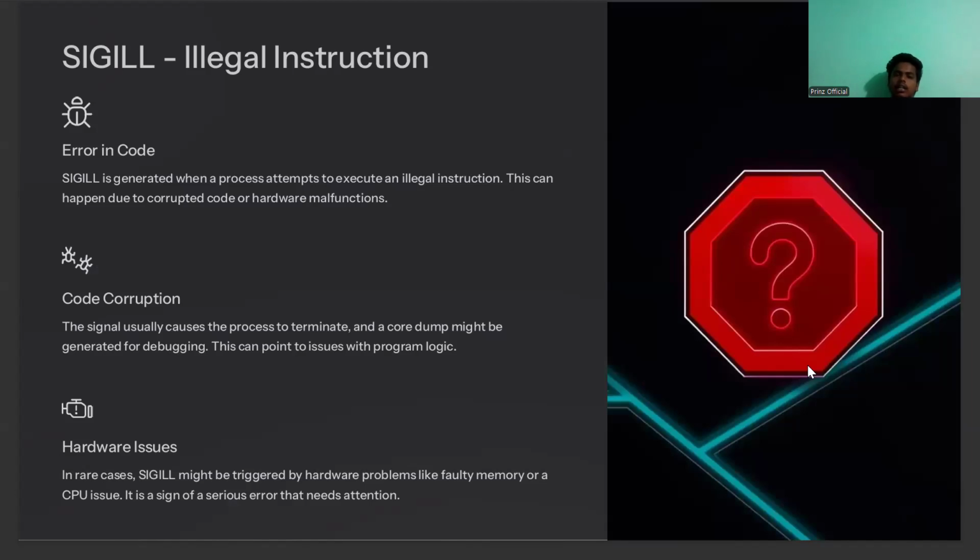SIGILL, illegal instruction. Error in code. SIGILL is generated when a process attempts to execute an illegal instruction. This can happen due to corrupted code or hardware malfunctions. Code corruption. The signal usually causes the process to terminate and a core dump might be generated for debugging. This can point to issues with program logic or hardware issues. In rare cases, SIGILL might be triggered by hardware problems like faulty memory or a CPU issue. It is a sign of a serious error that needs attention.